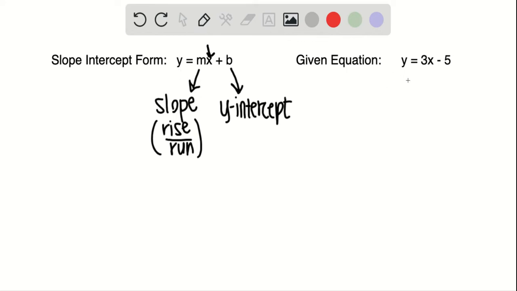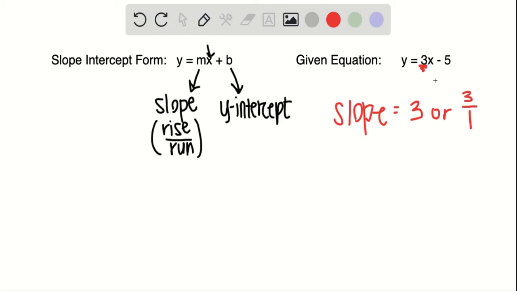Our given equation in this problem is y is equal to 3x minus 5. So according to what we just talked about, any coefficient with the variable x will be the slope. So right here you can see that 3 is with the x, so our slope is 3. You can also say it is 3 over 1. So whenever you get into learning how to graph in slope-intercept form, you're going to want to know the rise is 3 and the run is 1.